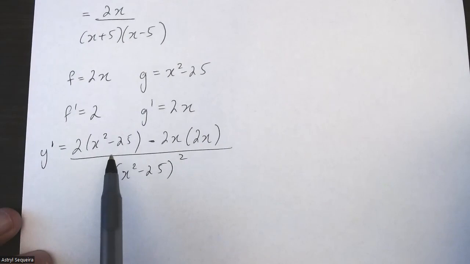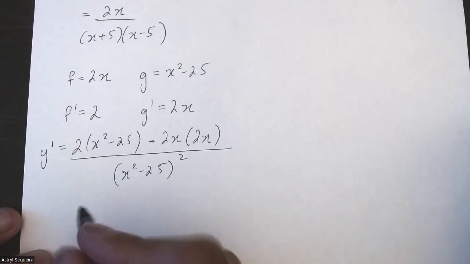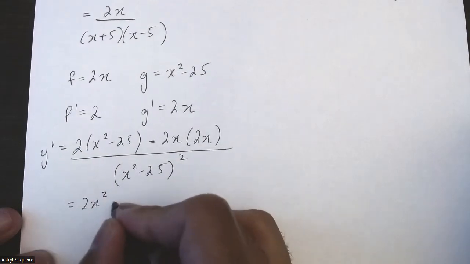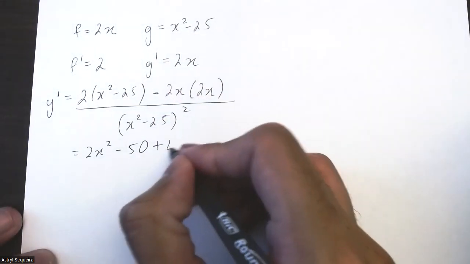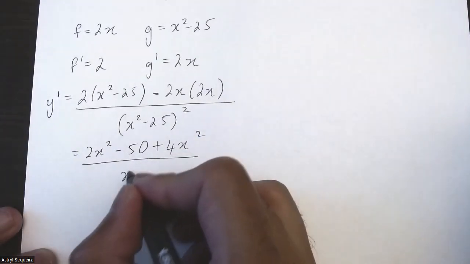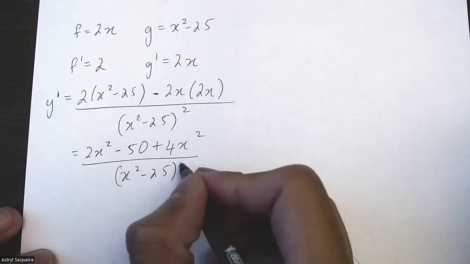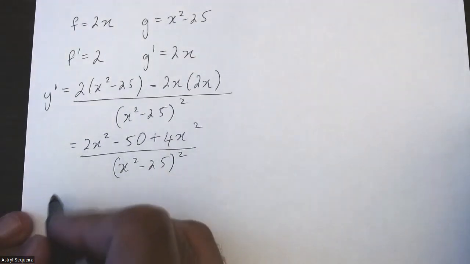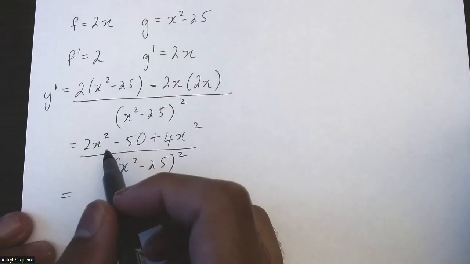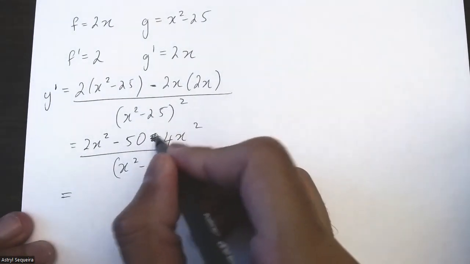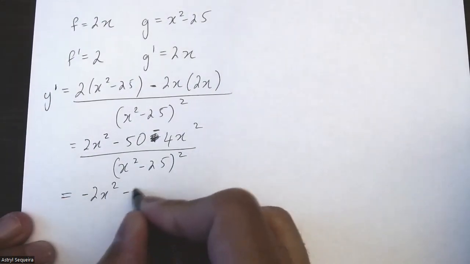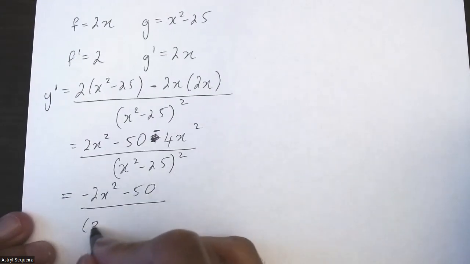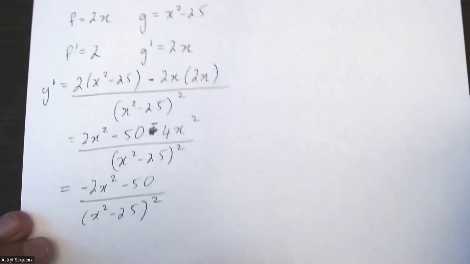I can simplify my numerator over here. So this is just going to be 2x squared minus 50, minus 4x squared, and the denominator stays the same, x squared minus 25, squared. I'll combine like terms in the top. So 2x squared, oops, this is not a plus, this is a minus. 2x squared minus 4x squared is negative 2x squared minus 50 over x squared minus 25 squared.